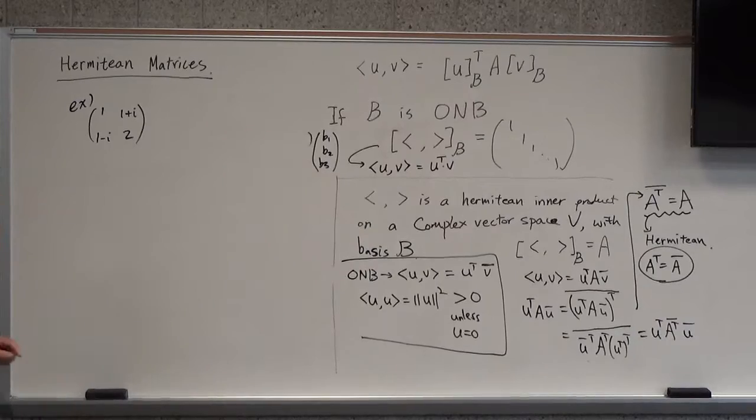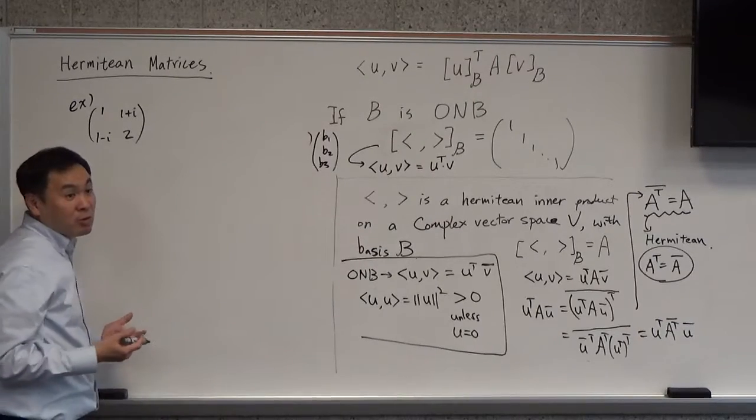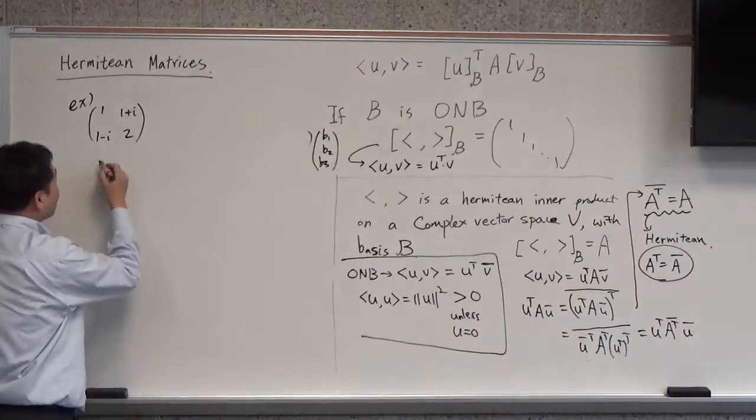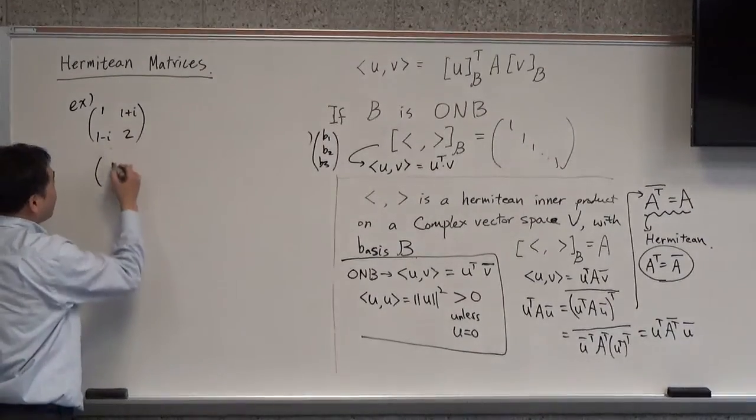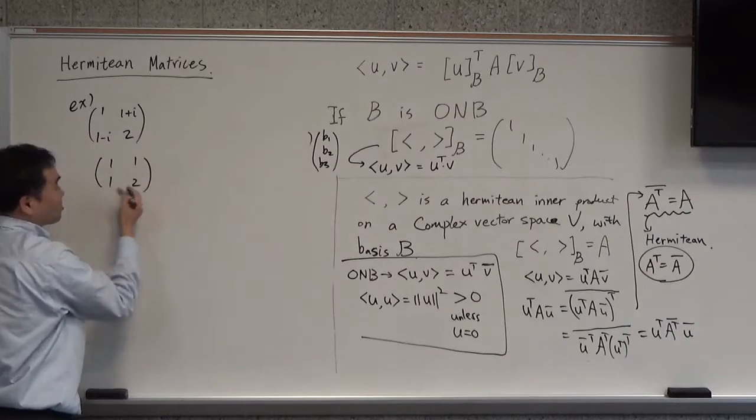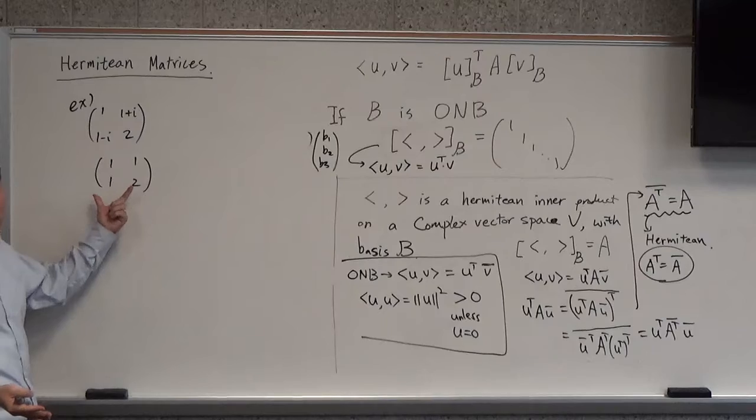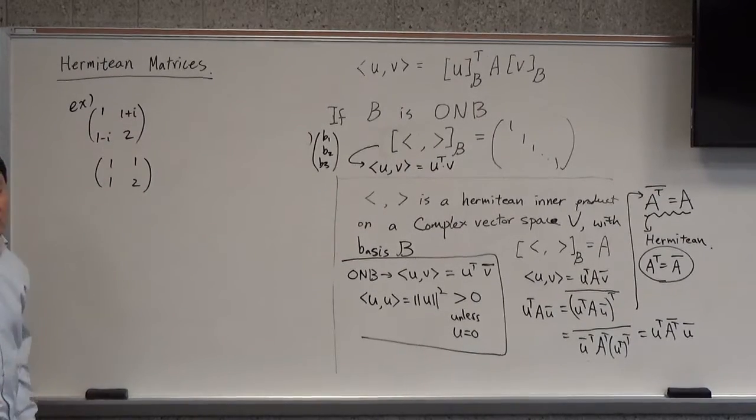Now, any real symmetric matrix will be a Hermitian matrix. I already said that. So if you have something like 1, 1, 1, 2, that's still fine. That's a symmetric matrix, and it's all real, so this is a Hermitian matrix. These are examples of Hermitian matrices.